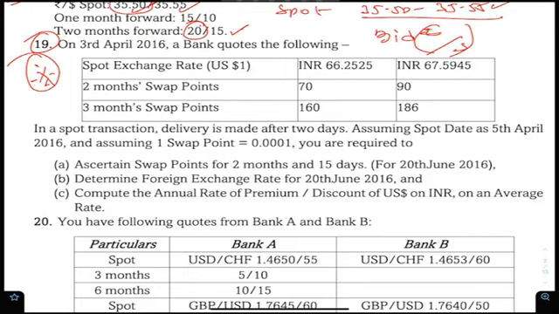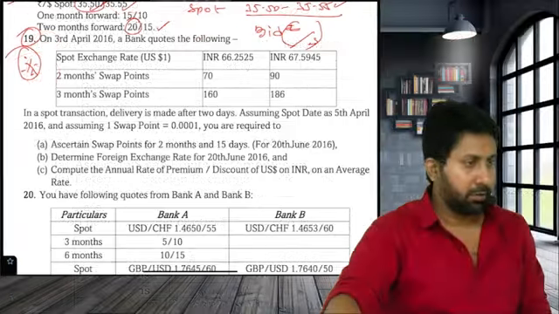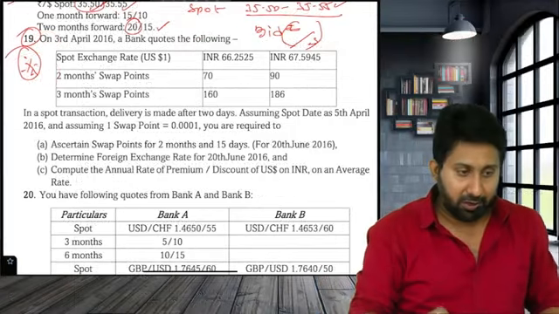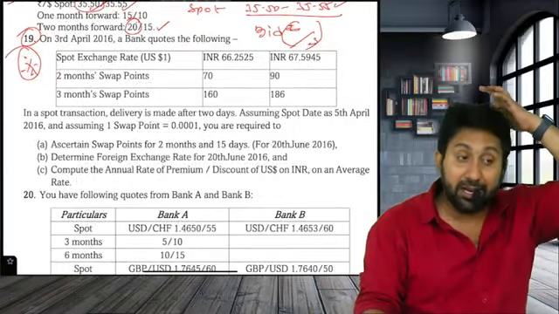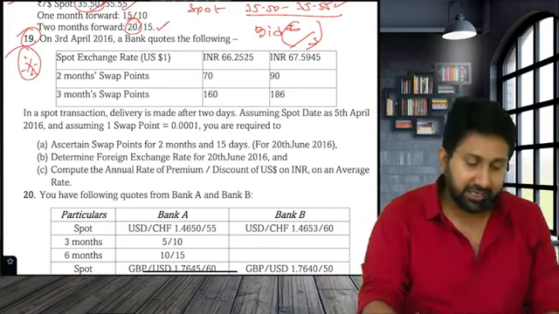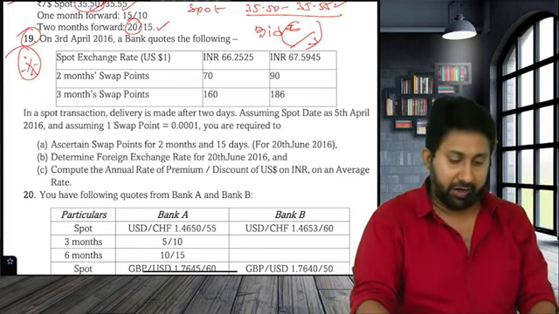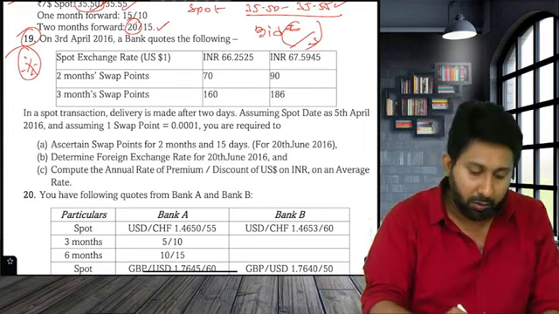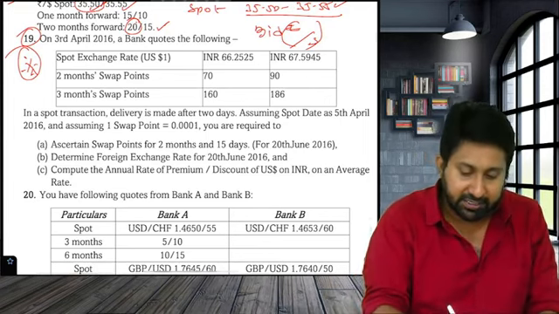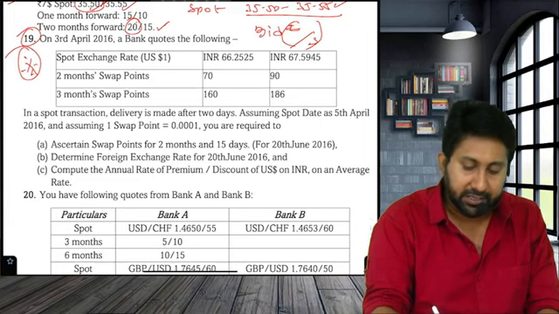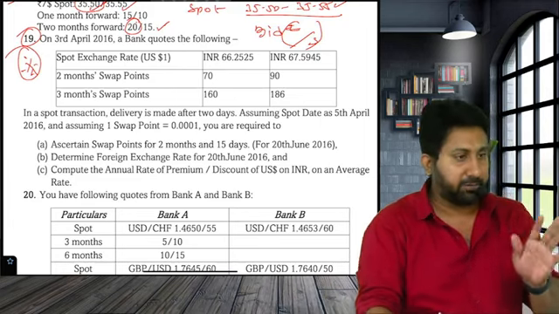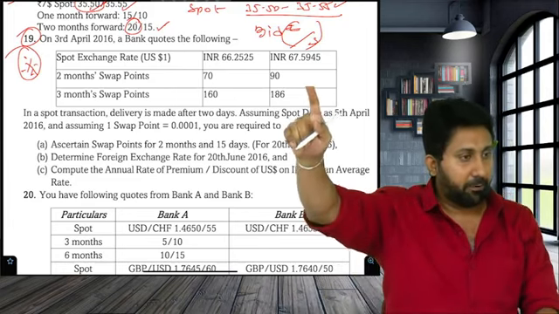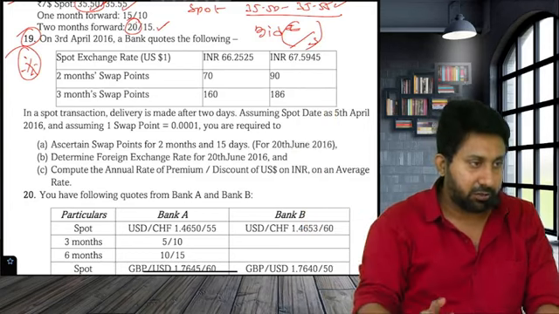Shall we continue? Now, this problem is called broken period forward rates. Let us try to understand what the question is first. What is the spot exchange rate? 66.2525 to 67.5945 is the spot rate. 2 months swap points are given, 3 months swap points are also given.